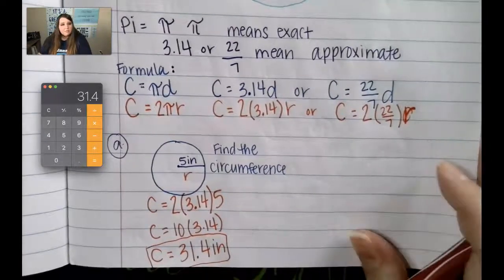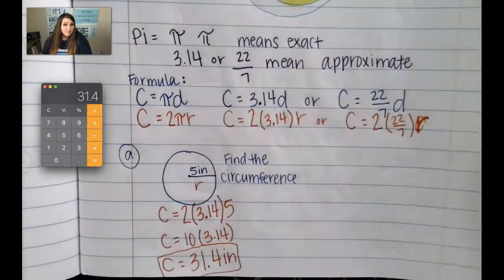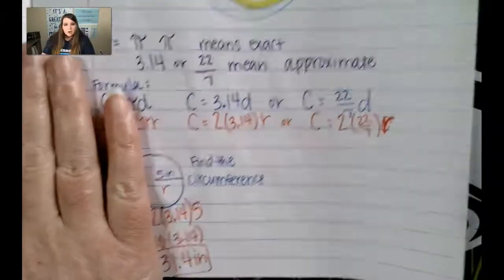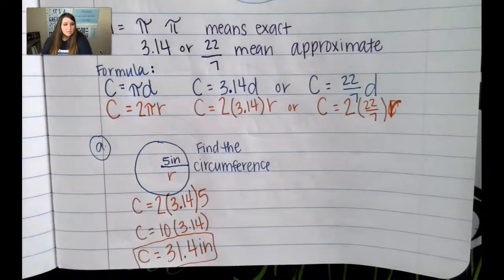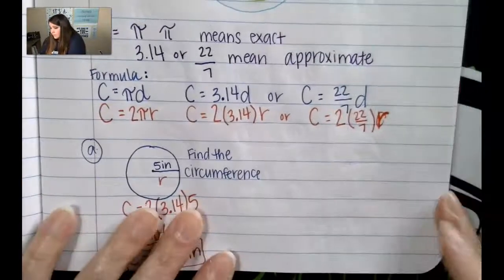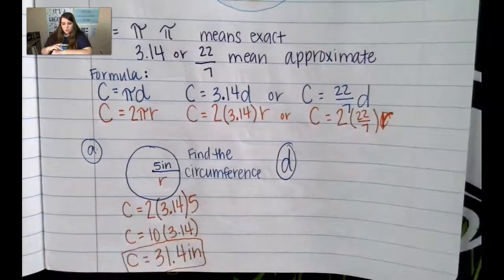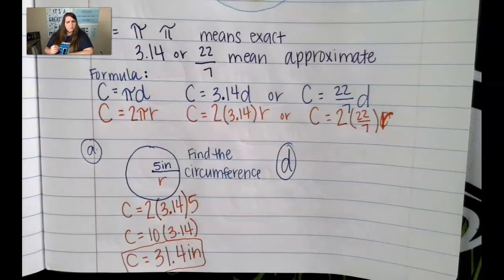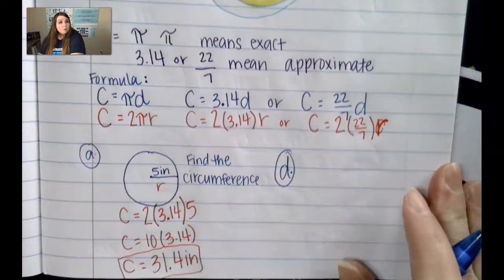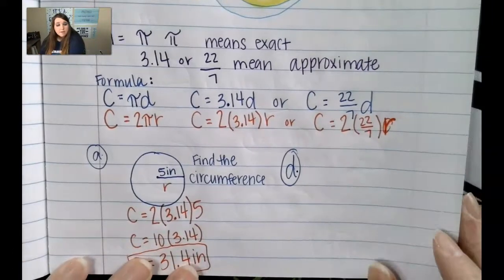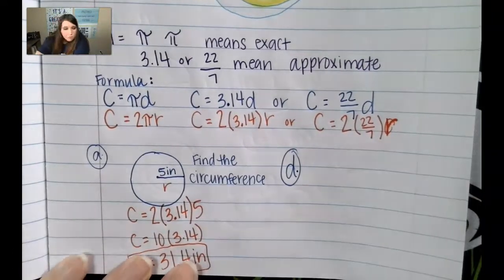Okay, what if we had a face of a watch? Okay, so let's say that we have a watch, and on our watch, our circumference is what we're looking for. Okay, so they're going to give us a watch. And as you're wearing your watch, you look down and you think, I wonder what the circumference of my watch face is. Well, you can find how far around your watch face is by finding the circumference.